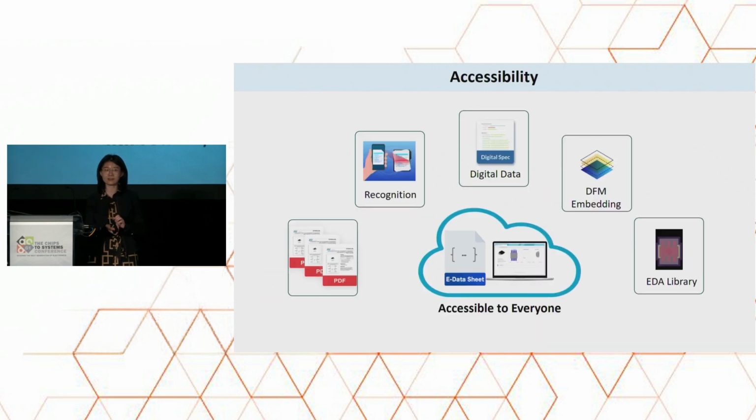To summarize how we convert the spec PDF datasheet to a DFM-equipped library file: we recognize all the information from the spec datasheet and convert it into digital data. At the same time, we embed the design for manufacturing rules to create the final EDA library files. And last but not least, we bring these technologies to our online platform to allow design engineers to access and customize their library files from anywhere, anytime.